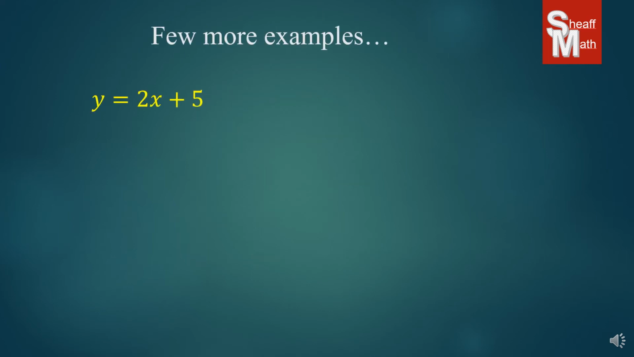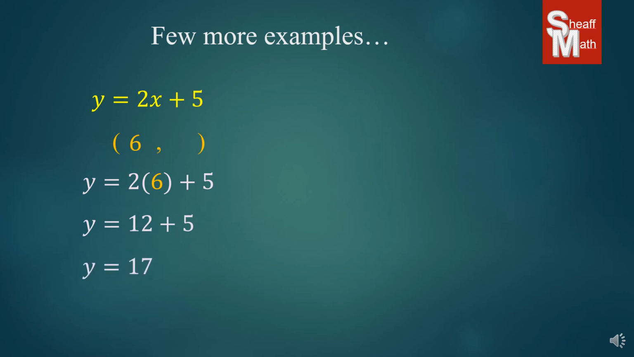Let's look at a few more examples. So y equals 2x plus 5. I'm going to pick a random number, 6. I substitute 6 in for the x. I have an easy simplification here, and I get y equals 17. That (6, 17) is the solution for y equals 2x plus 5.